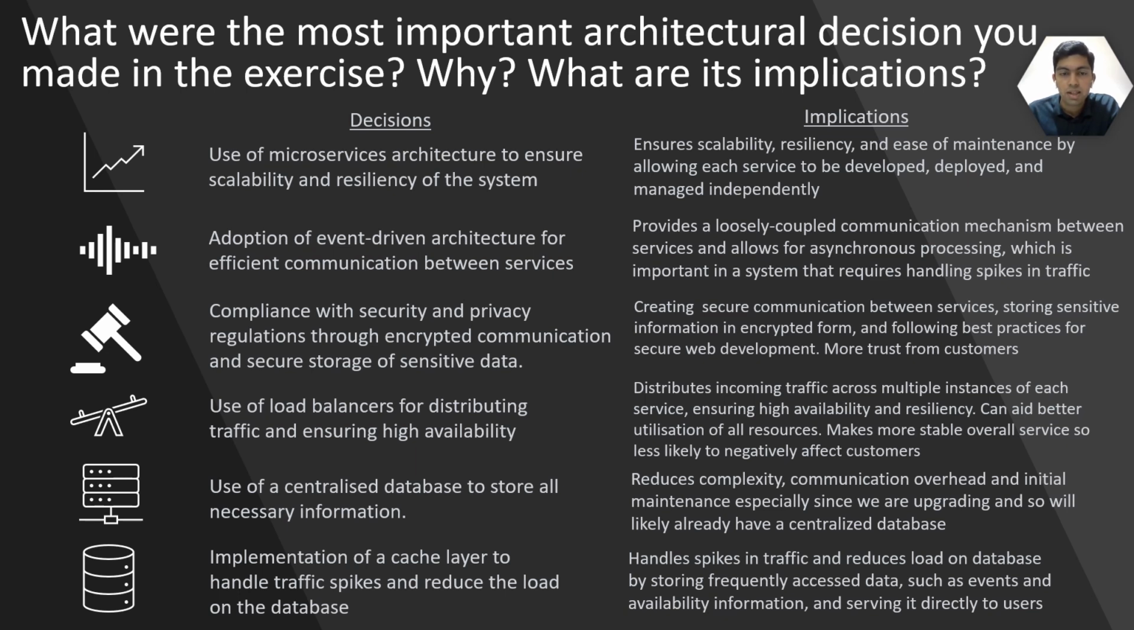We also use a centralized database to store all the necessary information. This reduces the complexity, the communication overhead, and the initial maintenance as we are upgrading the system. So we likely already have a centralized database. We also implemented a cache layer to handle traffic spikes and reduce the load on the database, by storing frequently accessed data, such as events and availability information, and serving it directly to users.